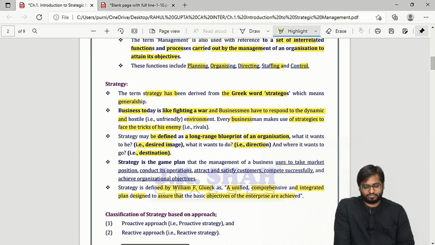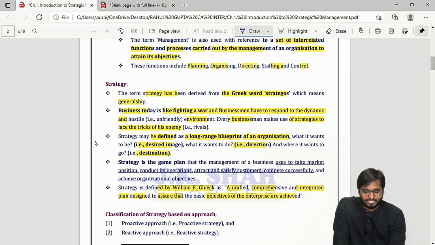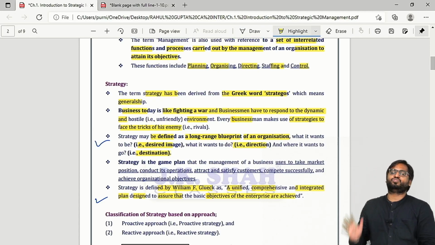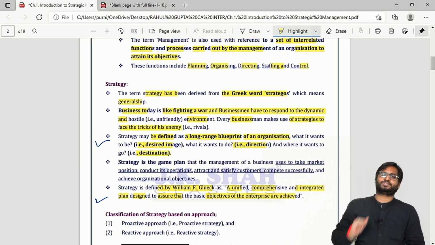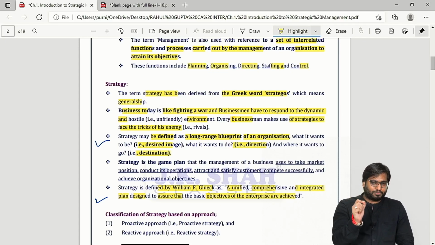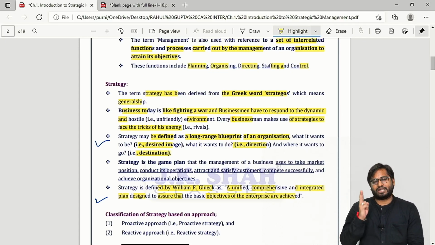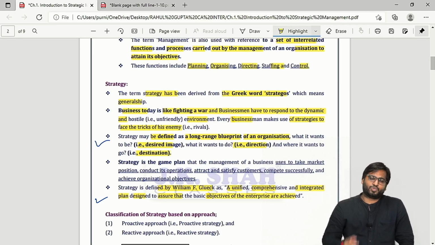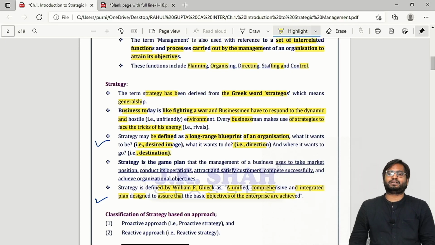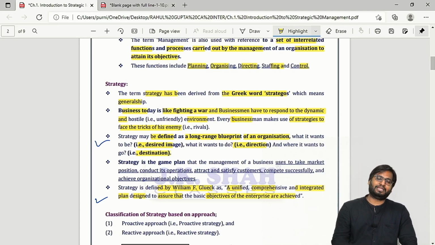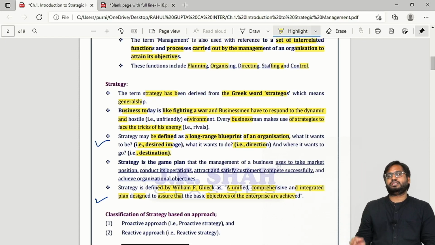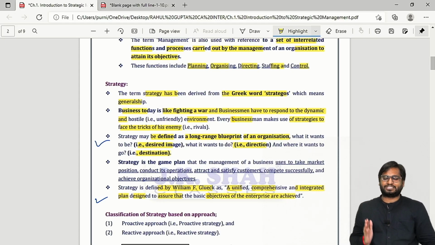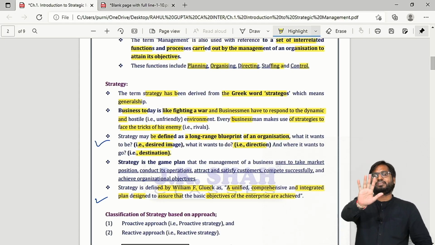Next, the second definition which I skipped, I'll teach you now. Strategy is a game plan used by the management to do 5 things: to achieve market position, to conduct operations, to attract and satisfy the customers, to compete successfully, and to achieve organizational objectives. So we will make strategy so that we can fulfill these 5 objectives.